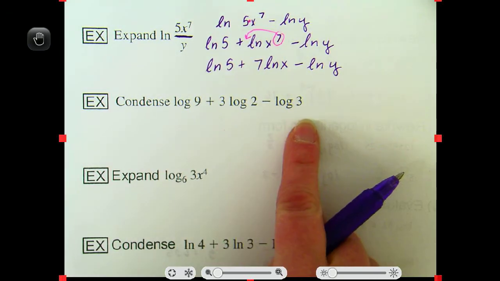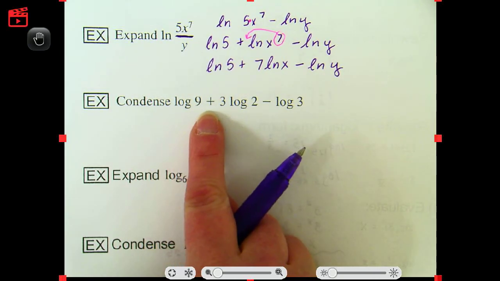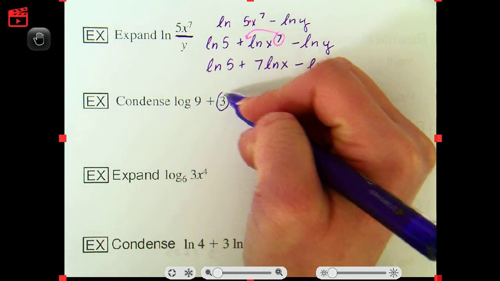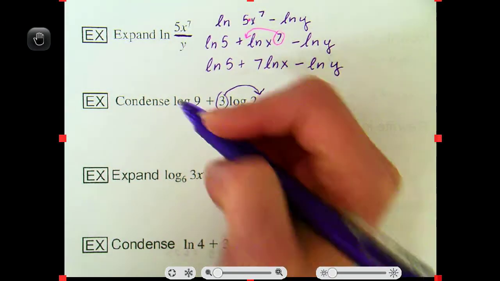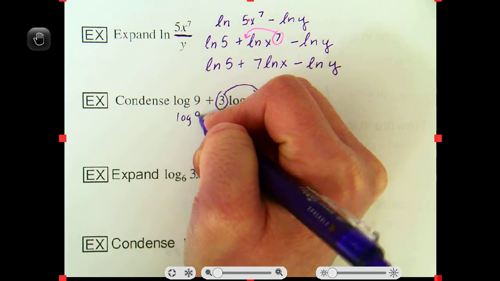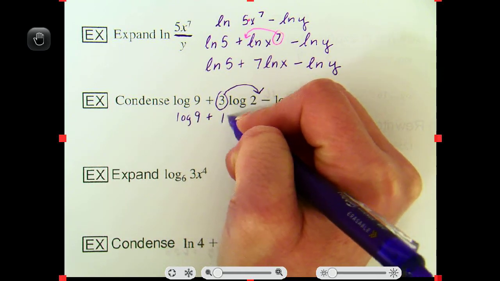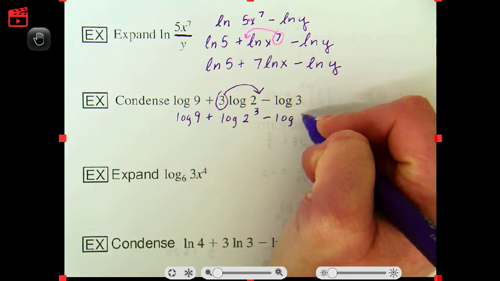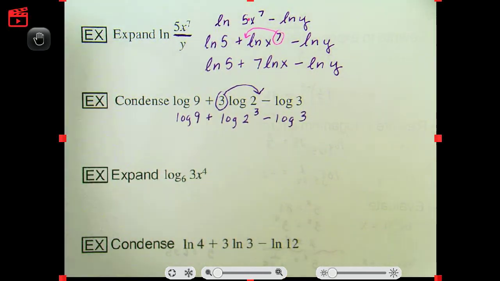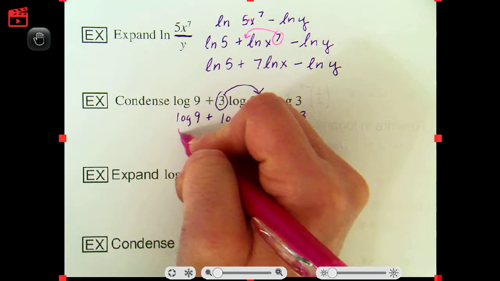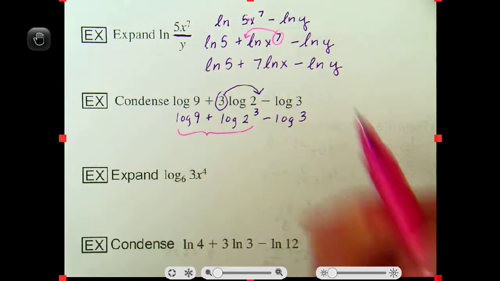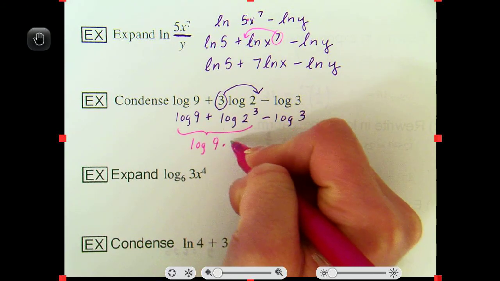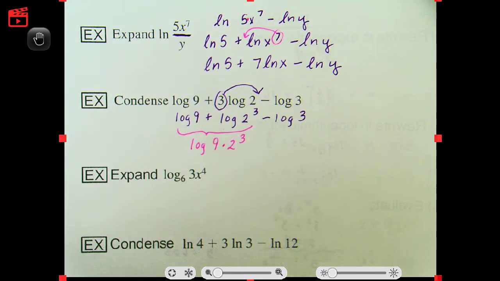This one wants me to condense. So I have log 9 plus 3 log 2 minus log 3. The first thing I have to do is take care of this power. Well, the number in front will become my power, I should say. So I'm going to have log 9 plus, that becomes a power, so it'll be a log 2 cubed. I can do that math in a second. Next thing I notice is that I can change addition to multiplication. So that'll just become 1 log, and then it will be 9 times 2 cubed.